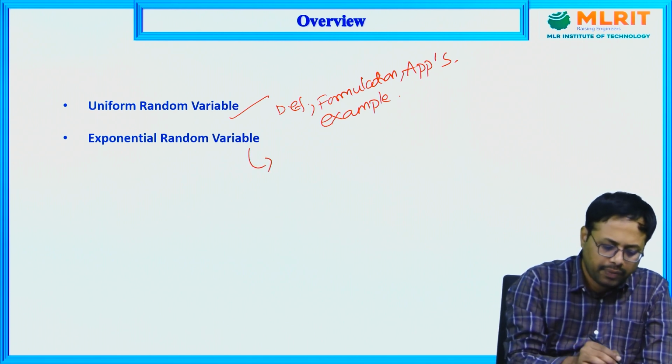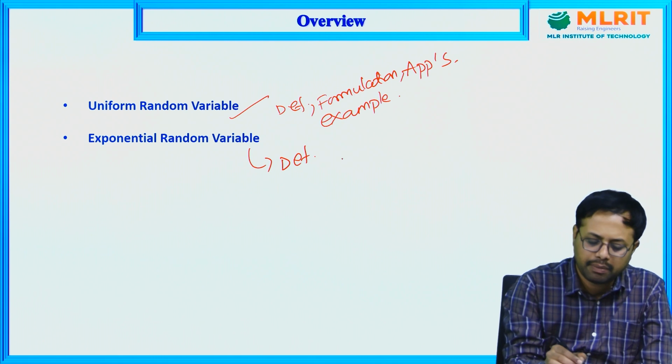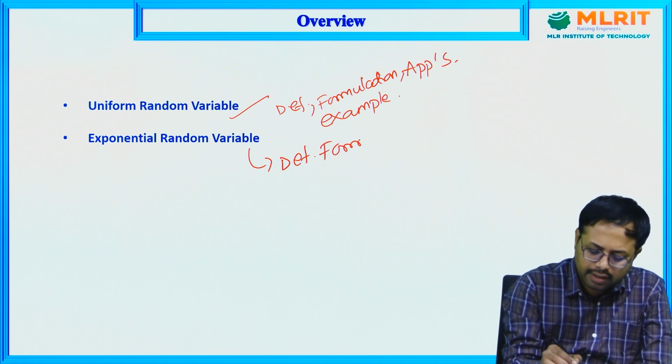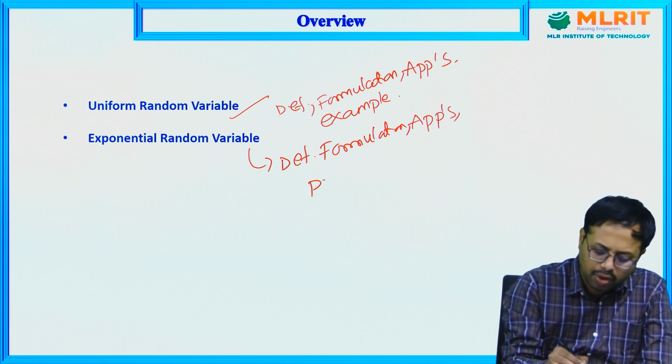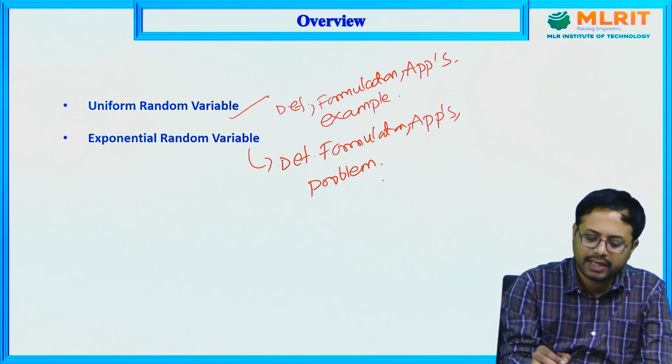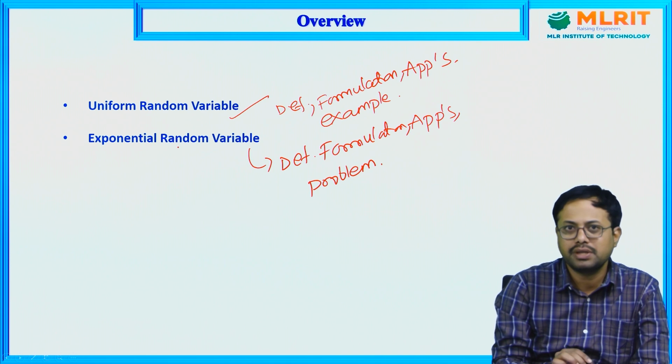Similarly, for the exponential random variable, what is the definition of the exponential random variable? What is the formulation using the density function? Next, what are the applications of the exponential random variable? Next, we will discuss a problem related to the exponential random variable. Finally, we will discuss the comparison between uniform and exponential random variables.